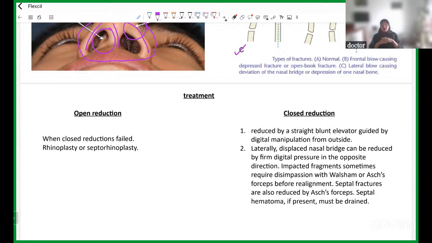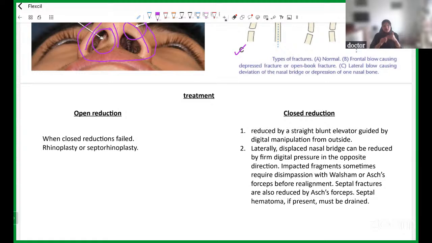Impacted fragments sometimes require disimpaction. If it is impacted, you will have to rearrange them and then align them in place. Septal fractures are also reduced with a procedure using Asch forceps. You don't have to dive deep into what Asch forceps are, but you should know that septal hematoma, if present, must be drained in these patients who are having close reduction.